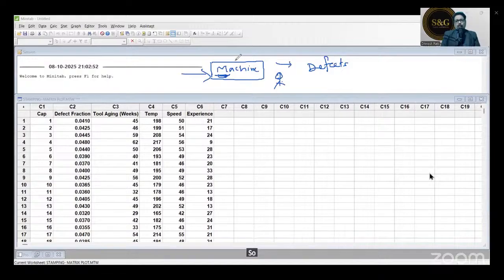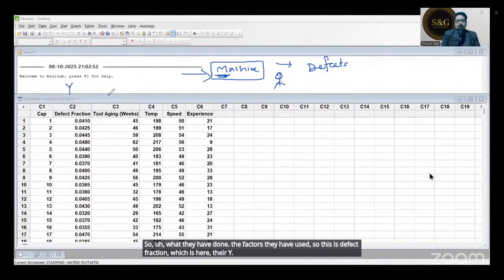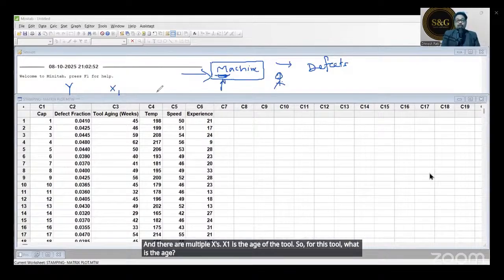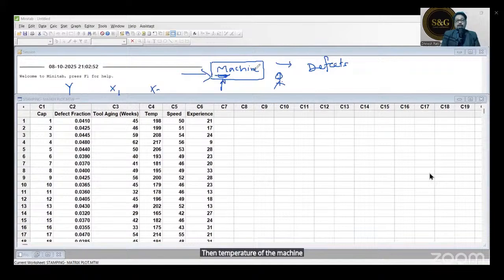So these are the factors they have used. This is defect fraction, which is their y. And there are multiple x's. X1 is the age of the tool. Then temperature of the machine is x2. The speed of the machine is x3. And experience of this operator is x4. So these are multiple factors they have considered here.